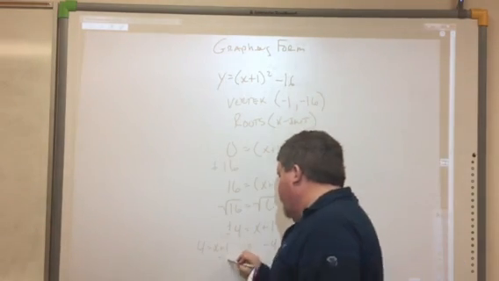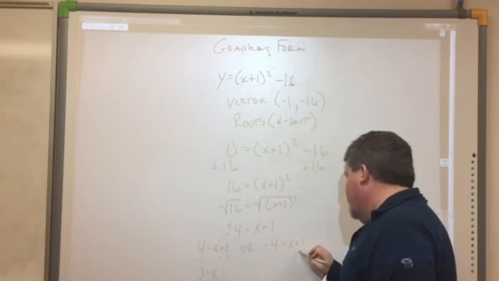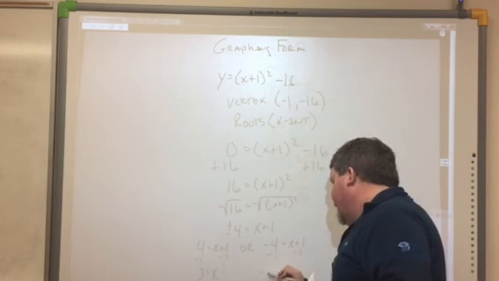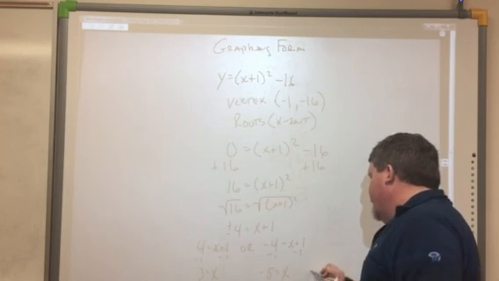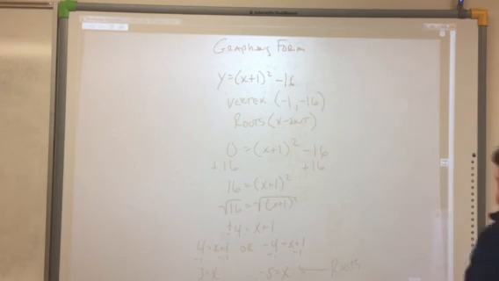So I subtract 1 from both sides. 3 is equal to x. Subtract 1 from both sides. Negative 5 is equal to x. And we still get our roots, or our x-intercepts are the same. So that was just a little review.